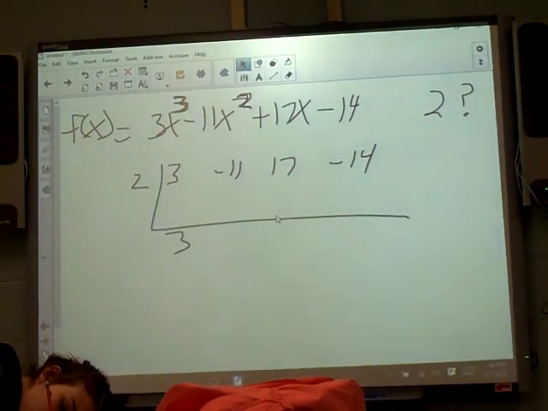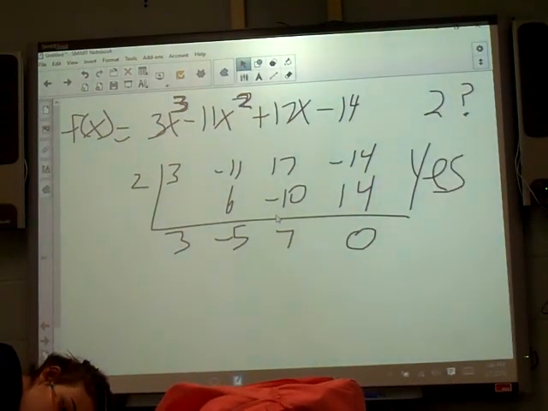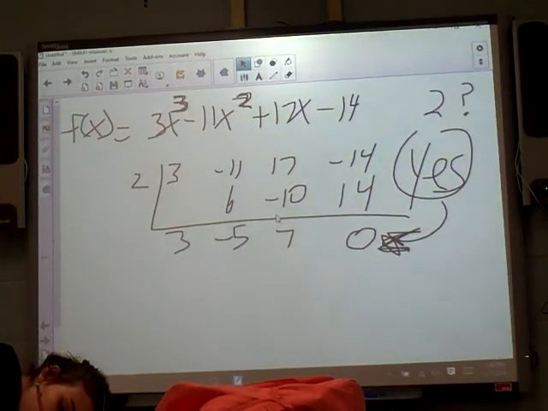Drop 3. 3 times 2 is 6. -11 and 6 is -5. Multiply 2 times -5 is -10. This is looking good. 17 and -10 is 7. 7 times 2 is 14. -14 and 14 is 0. So we got a 0 in the remainder spot. So was 2 a 0? Yes. And all because of that 0 there. Okay?